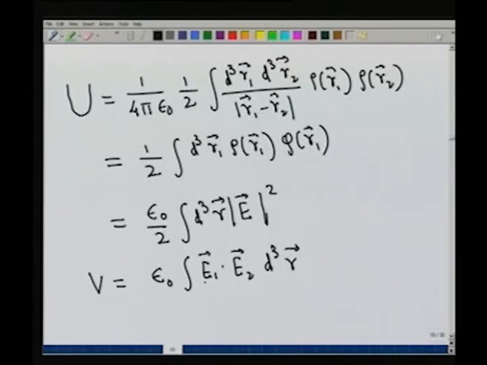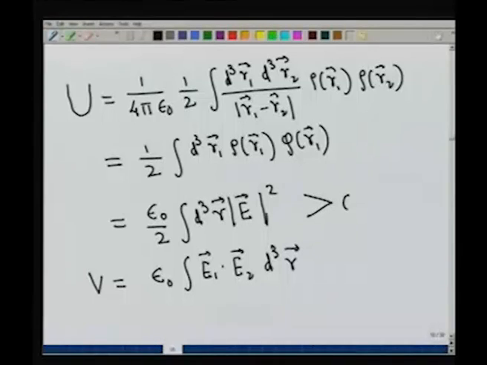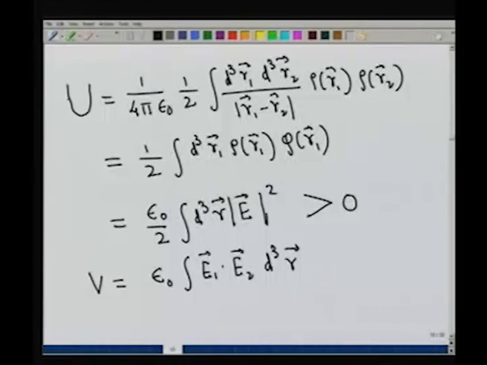V can be positive or negative depending on the relative signs of E1 and E2. For example, if you have 2 point charges, one of them positive, another negative, we know what V is. It is minus Q1 Q2 divided by R, the distance between them. If there are 2 positive charges, V would be positive, but U we find is always greater than 0. In fact, this is equal to 0 if and only if my electric field is vanishing all over the space, that is, there are absolutely no charges. Therefore, we have to ask ourselves what indeed is the relation between U and V.